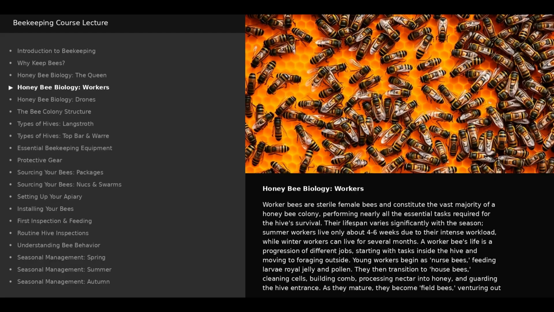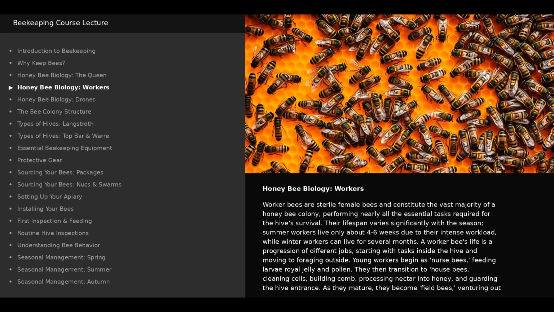several months. A worker bee's life is a progression of different jobs, starting with tasks inside the hive and moving to foraging outside. Young workers begin as nurse bees, feeding larvae royal jelly and pollen. They then transition to house bees, cleaning cells, building comb, processing nectar into honey, and guarding the hive entrance. As they mature, they become field bees, venturing out to collect nectar, pollen, water, and propolis. Each task is crucial for the colony's health and productivity.